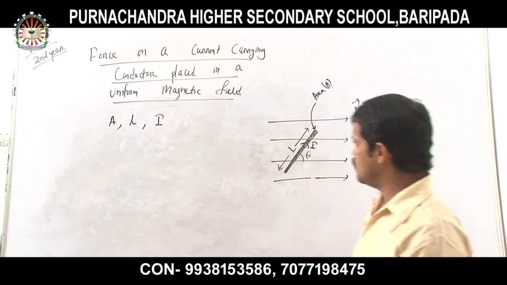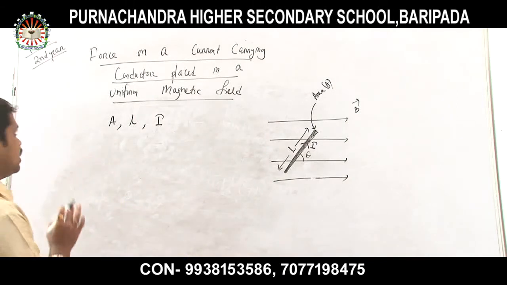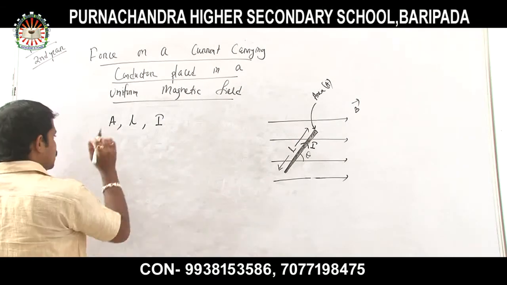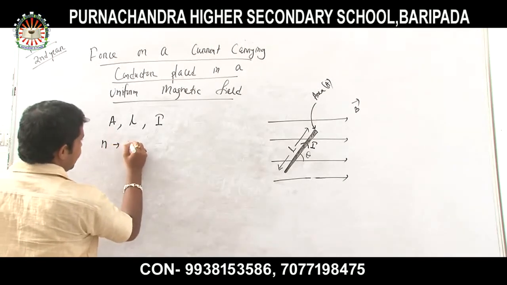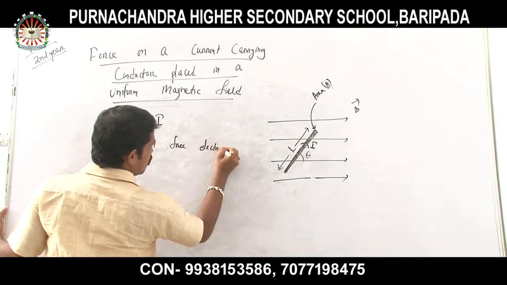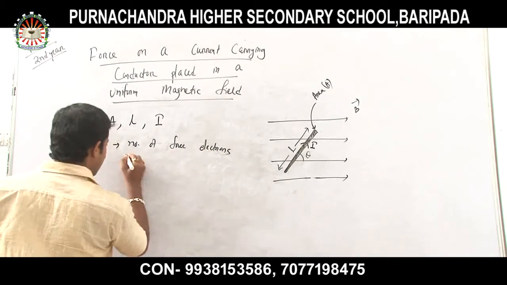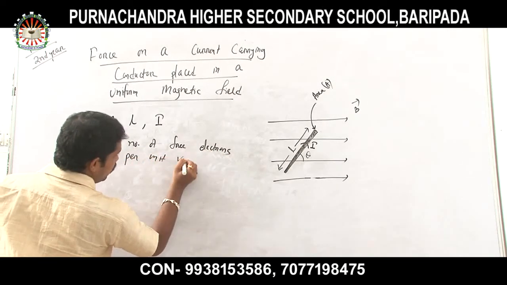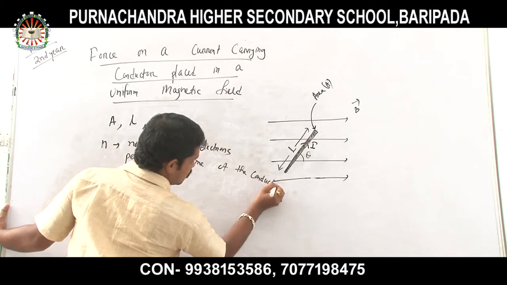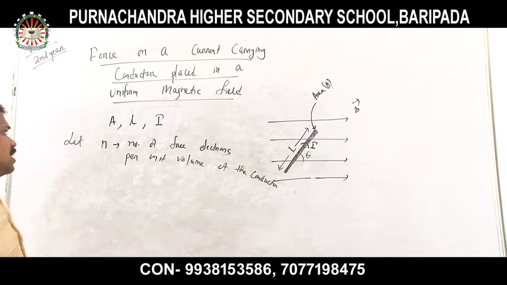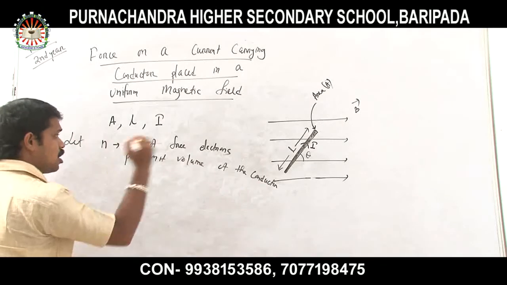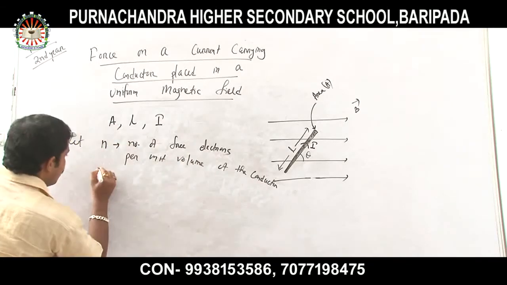Now to derive this expression of force, we are assuming that n, small n, is the number of free electrons per unit volume of the conductor. So let n be the number of free electrons per unit volume of the conductor. Now what is the total number of electrons?